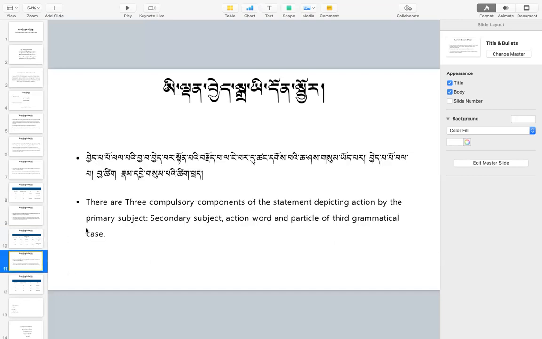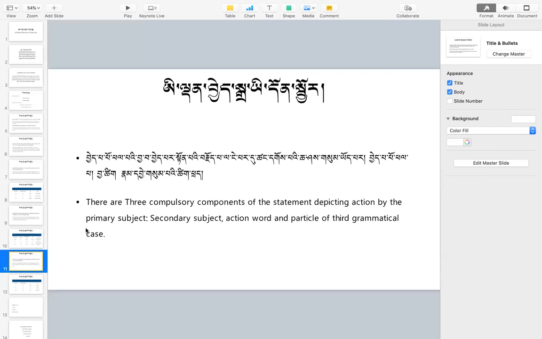Okay, now the third statement. Cheba po pepe chawa chepar pepe joba lang yapar to sangwe pe chashe sum yapar. So the statement which depicts an action by the secondary subject requires three compulsory components. Cheba po pelpa, chati, namye sumbe tikte. Secondary subject, action word, and particle of third grammatical case.